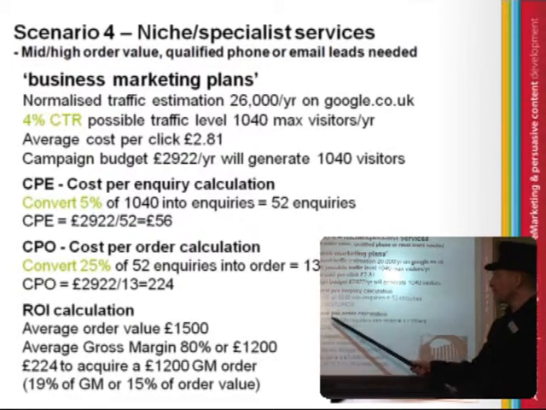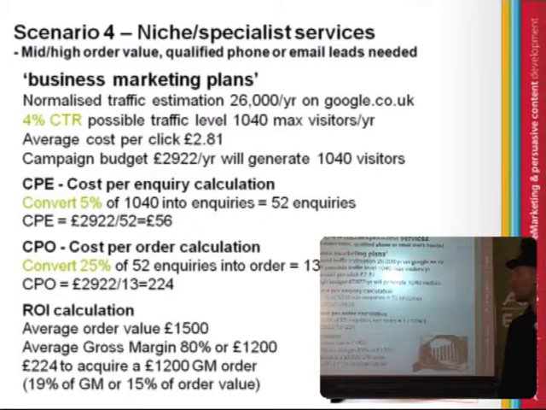Okay, cost per order then. This company converts 1 in 4 people who actually ring up, 1 in 4 leads. So convert 25% of your 52 into orders, you get 13 orders. Cost per order is original budget, £2,900 divided by 13, 224 quid. So it's quite expensive to acquire this order, but this is quite a high value product.